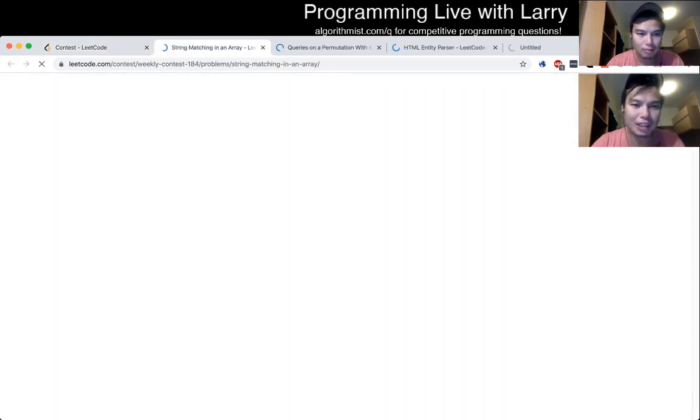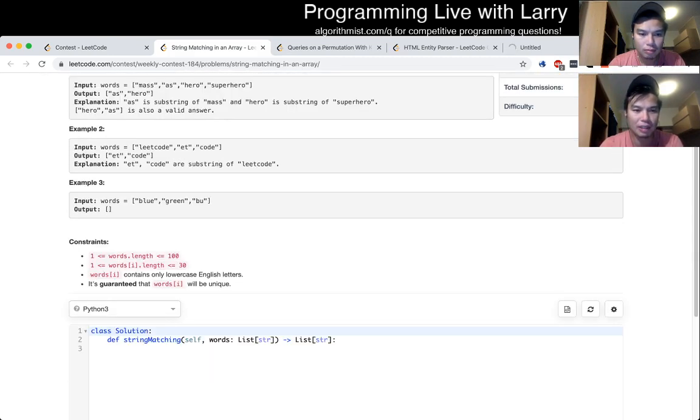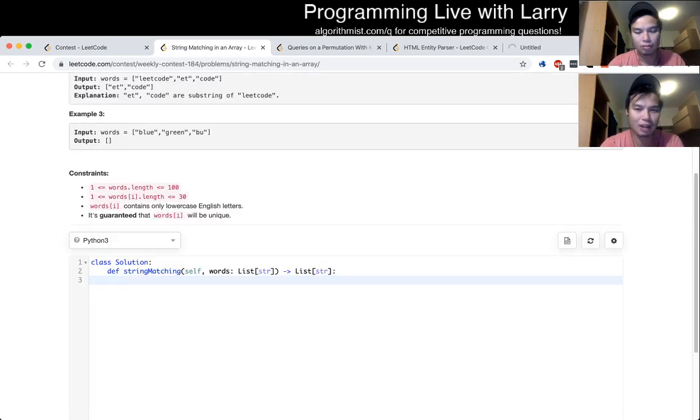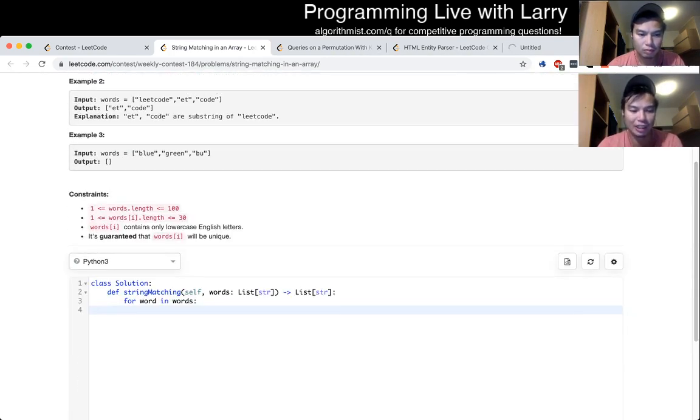Problem one: string matching in an array. As soon as I saw it, I was like, okay, this looks pretty straightforward. Let's think about constraints. I was trying to think about what's the most brute force way I can get away with. Actually, because n is equal to 100 and each string length is up to 30, I could be really brute force with this problem.